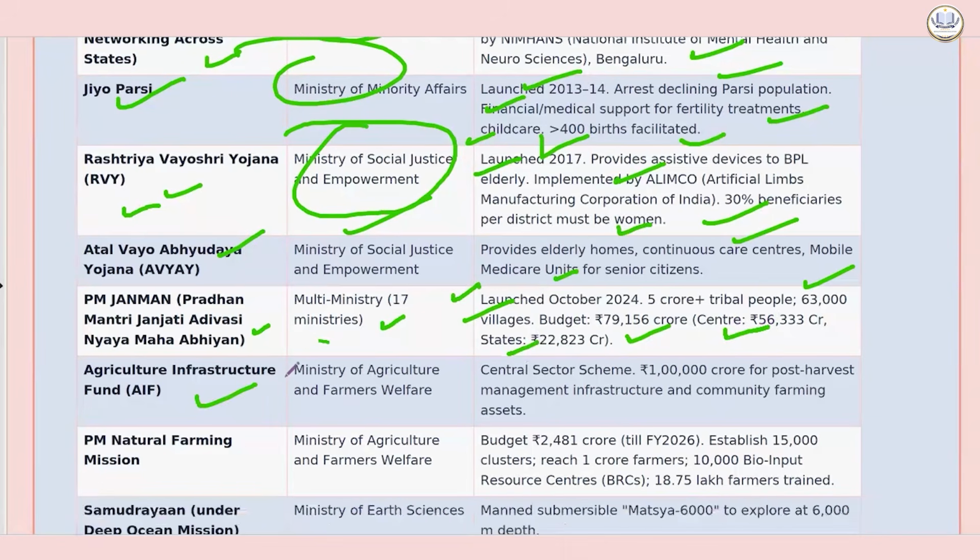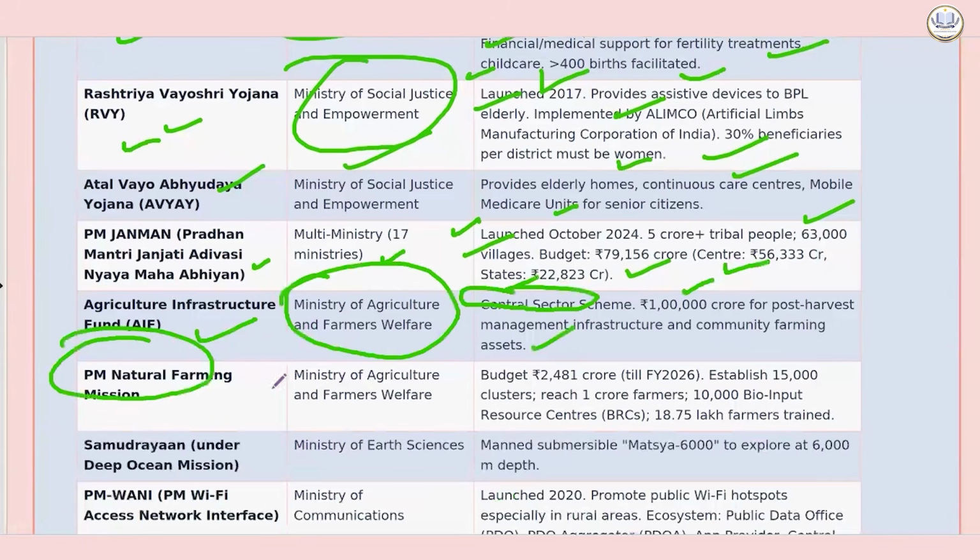Agriculture Infrastructure Fund, under the Ministry of Agriculture and Farmers Welfare, is a central sector scheme. Rupees 1 lakh crore for post-harvest management infrastructure and community farming assets, etc. We have the PM National Natural Farming Mission, Ministry of Agriculture and Farmers Welfare: 15,000 clusters, each of 1 crore families, 10,000 bio-input resource centers.